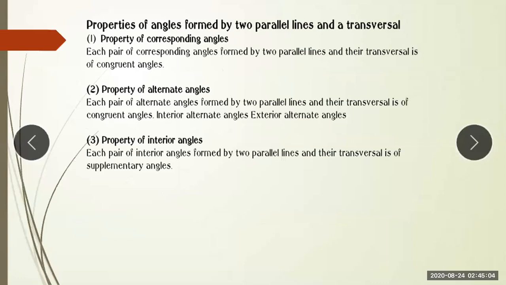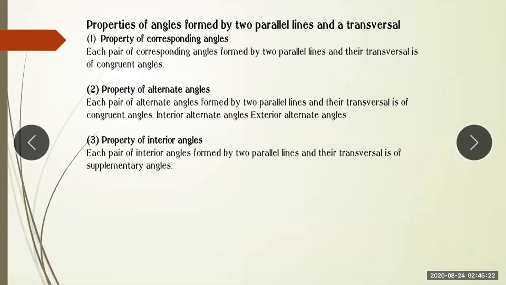Now there are three types of angles. First is corresponding angle, then alternate angle, and the last is interior angle. Now in that we have to use which property? Here we have learned the definition, and the same way here are the properties also.